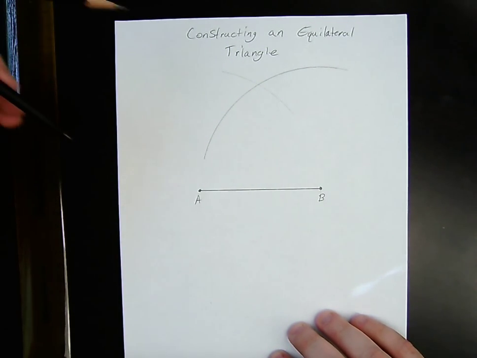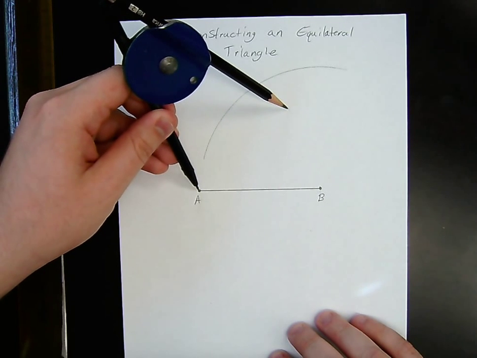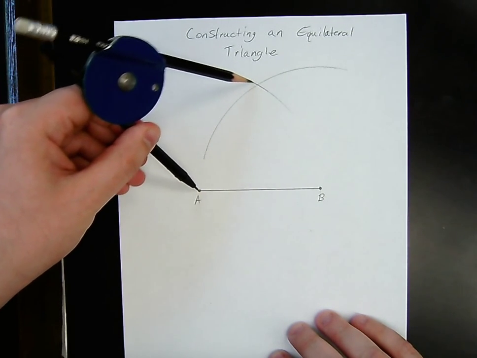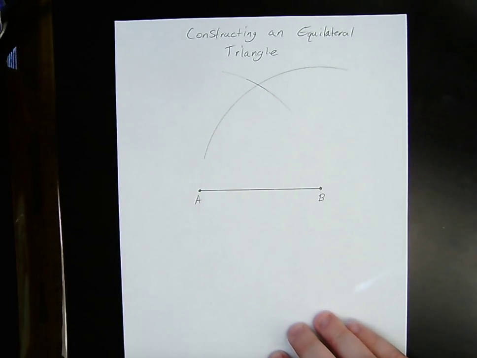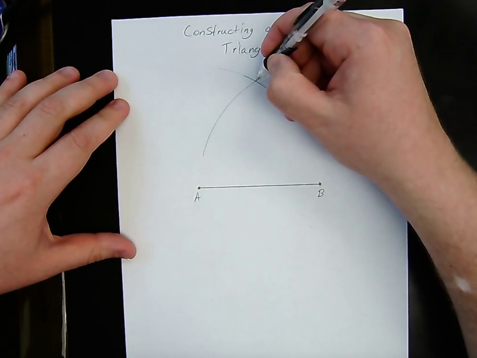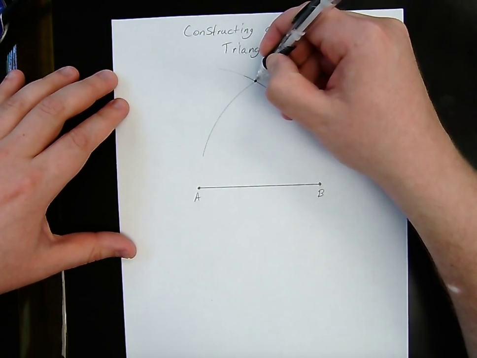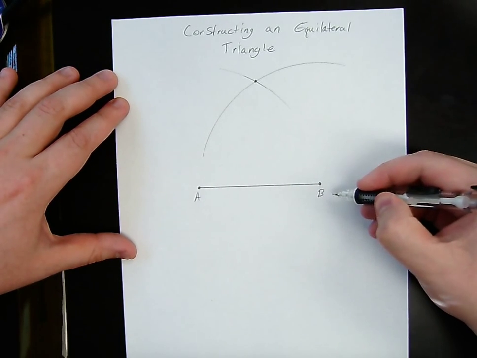And I get it right there. It's a little faint. Let me go ahead and bold it in a little bit. Right there, and that's the point that I'm interested in, because this is the point where the distance is the same on both arcs to the endpoints.